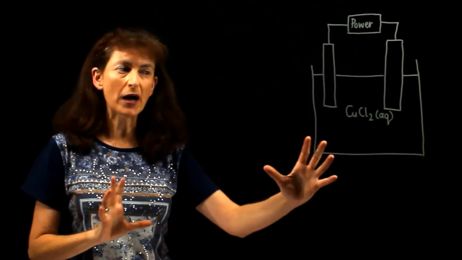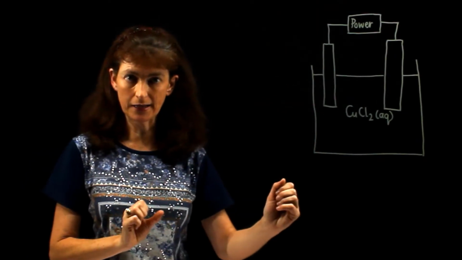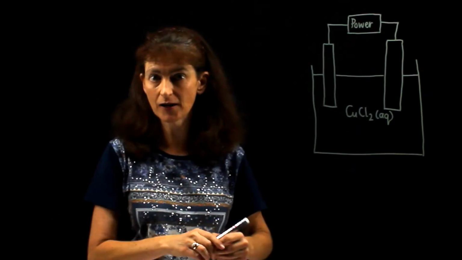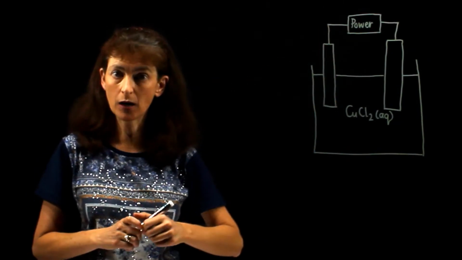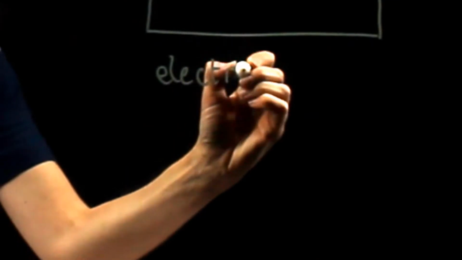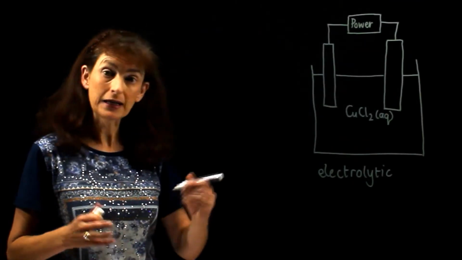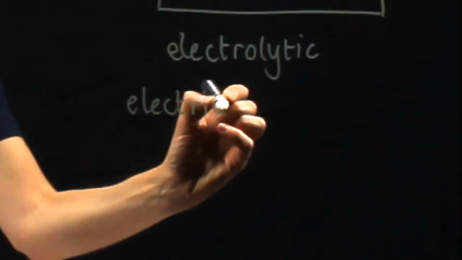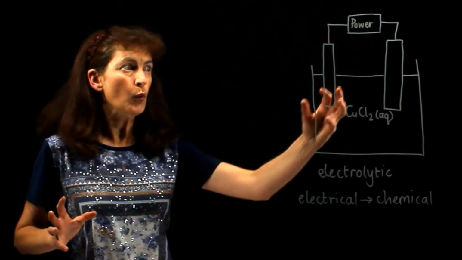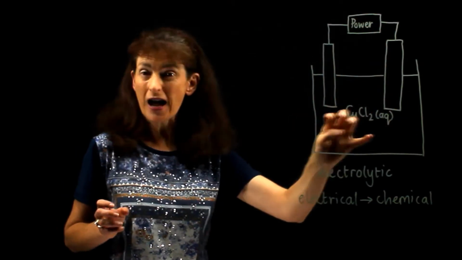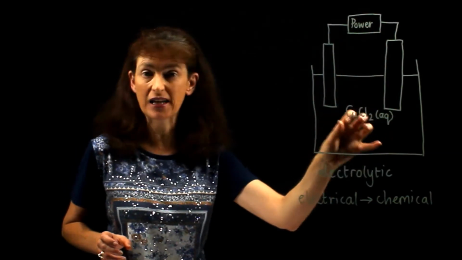This question is about a copper chloride cell, and we know that it is an electrolytic cell. How do we know that? Because we have a power source. So we know that the energy conversion happening here is electrical to chemical. We have electrical energy driving a non-spontaneous chemical reaction.